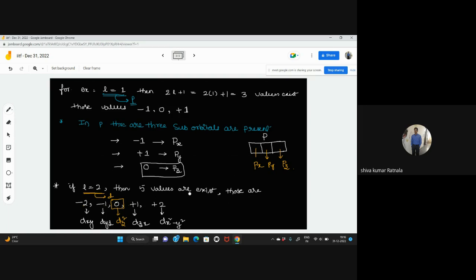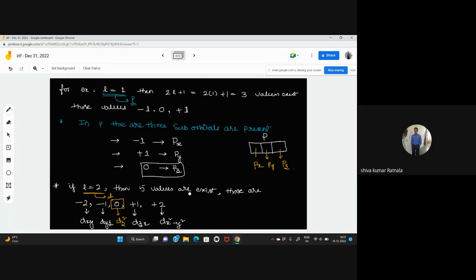Sir, for this, is there any formula? We just write like that: xy, yz, zx, z square. In d orbital there are 5 suborbitals, no? Their names are dxy, dyz, dz square, dx square minus y square. Sir, is there any trick for this? Nothing, these are just given by IUPAC only.